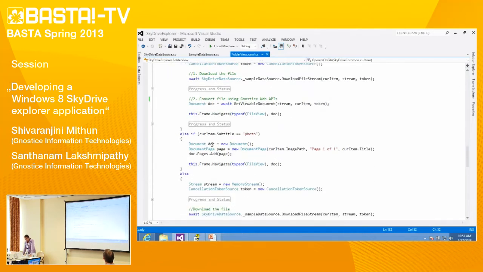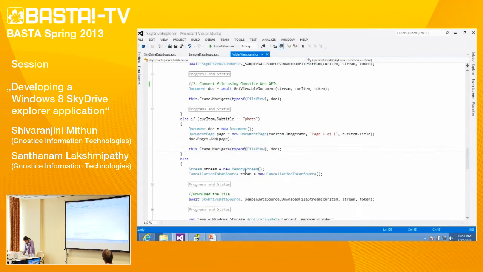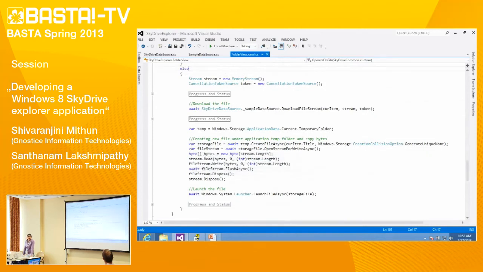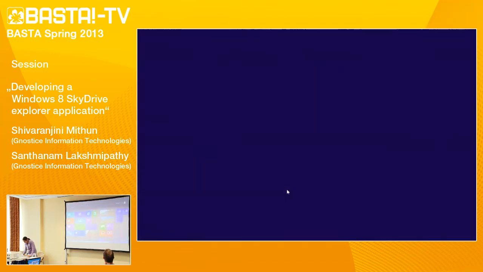If the item is a photo, that is, if the user wants to view any image, then it's very simple. We don't have to download the file locally. What we do is we get the image URI from SkyDrive. That same URI we are using to display if the file type is a picture file. Otherwise, we are going to launch the downloaded file in the default associated application. So now let us run our application and see how it looks.